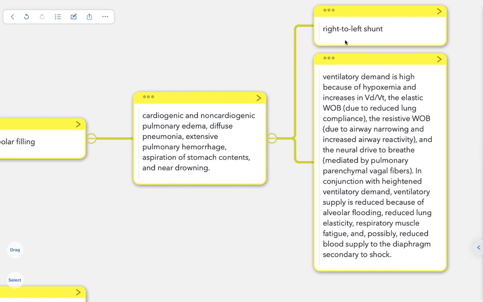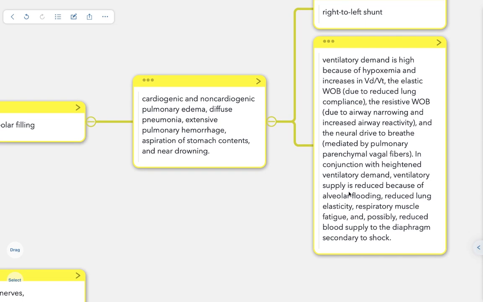Now, in this condition, there is a right to left shunt. What happens basically here? The demand increases. Whenever the demand is high because of hypoxemia, there is also an increase in the VD/VT ratio. Both elastic as well as resistive work of breathing are increased. Elastic work of breathing is increased due to reduced lung compliance, and resistive is increased due to airway narrowing and increased airway reactivity, right? And at the same time, the neural drive to breathe is also increased.